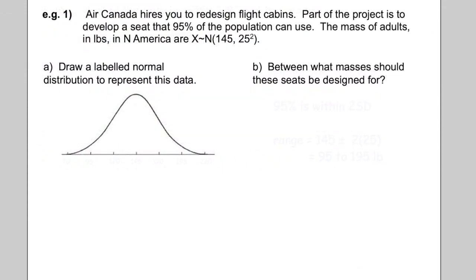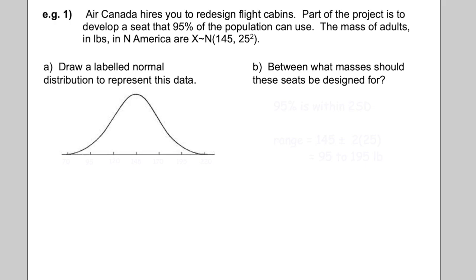Example 1. Air Canada hires you to redesign flight cabins. Part of the project is to develop a seat that 95% of the population can use. The mass of adults in pounds in North America is normally distributed with a mean of 145 pounds and a variance of 25 squared. A. Draw a labeled normal distribution to represent this data.